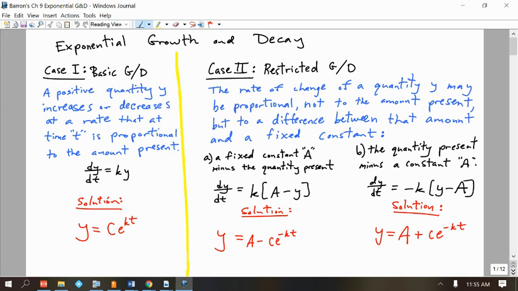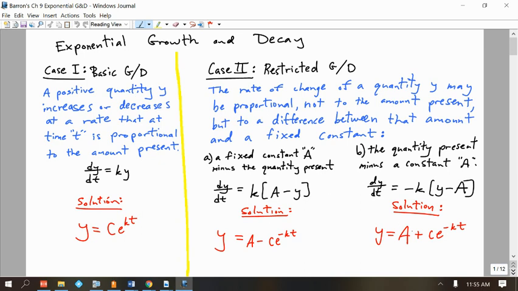I'm not too concerned about case 1, case 2. We've solved case 2 equations before as well. Now case 2, you'll notice, has 2 parts to it. This is the rate of change proportional not to the amount present like in case 1, but to a difference between that amount and a fixed constant. There are 2 different ways this can happen, and it might be easier to look at the next page real quick.